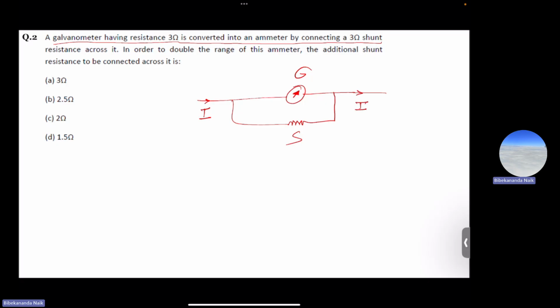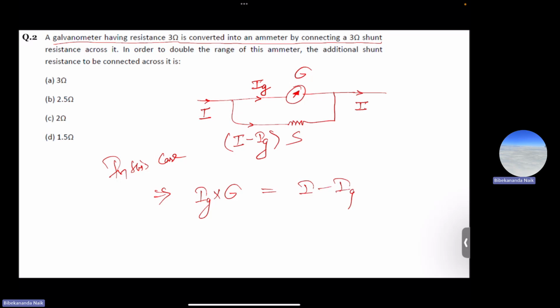So here, what is the condition? When the galvanometer is connected, the current Ig that will flow through the galvanometer, the full scale reading, is Ig. Then the remaining current, that is I minus Ig, will flow through the shunt resistance. So in this case, we get Ig into G equals I minus Ig into S.